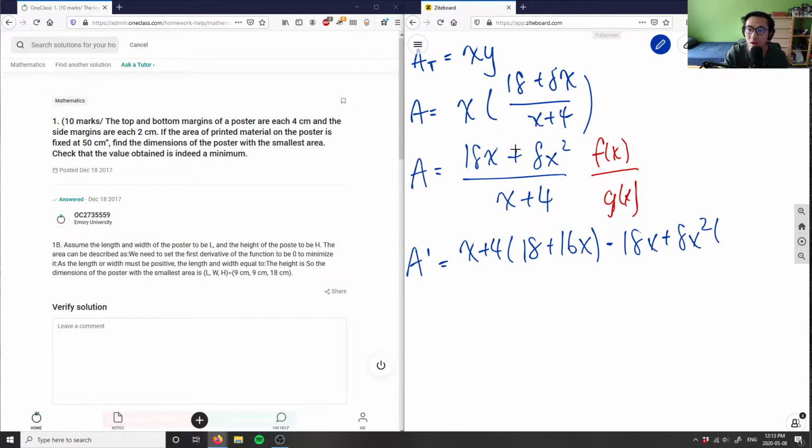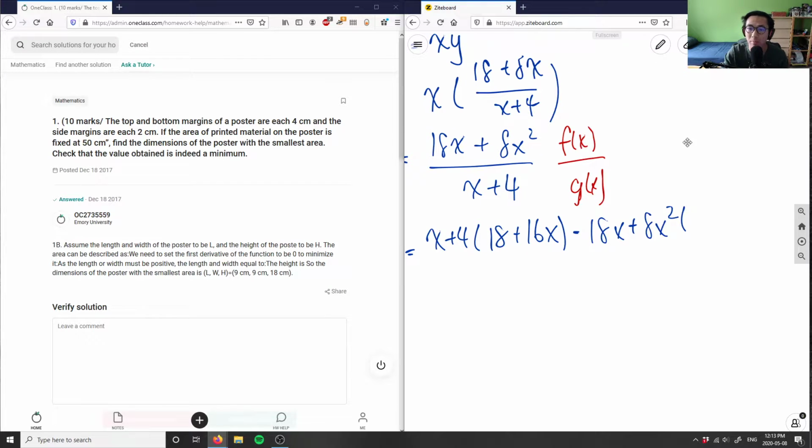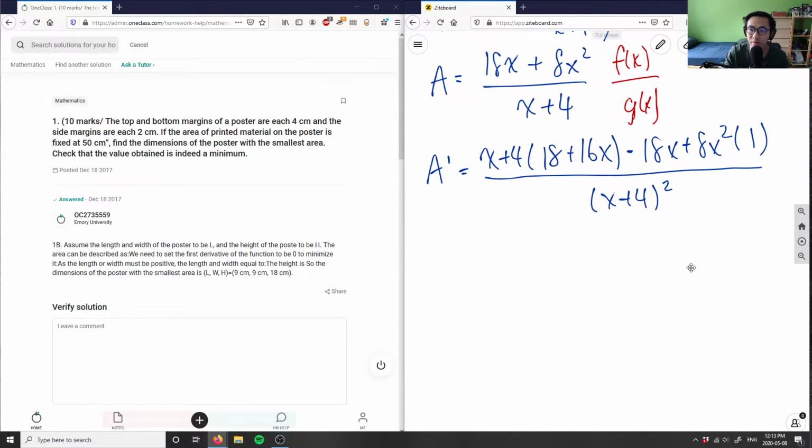times the derivative of the bottom part, right? But the derivative of the bottom part, x plus 4, is simply just 1 here. So multiply that by 1. And then we put all over g of x squared. So I'm going to square this term here, x plus 4 squared. So here, I applied my quotient rule to find the derivative. And all I'm going to have to do here is simply collect some like terms. And I'm going to set the derivative to 0 in this case for us to solve for the minimum here.